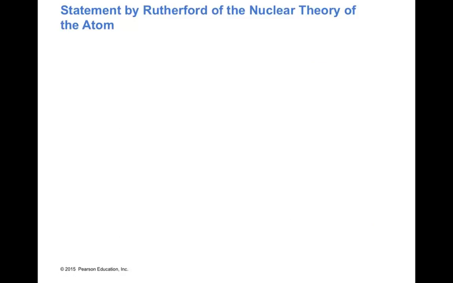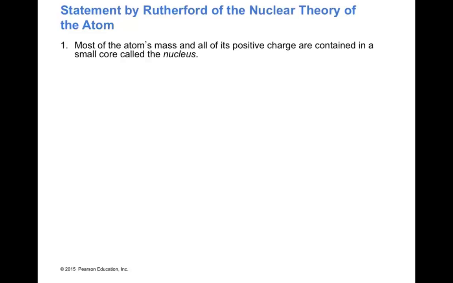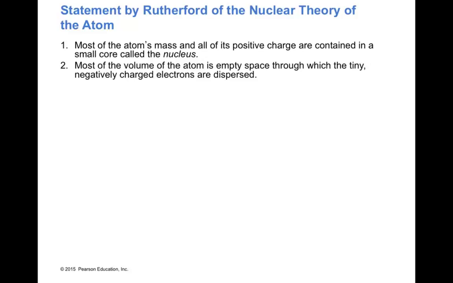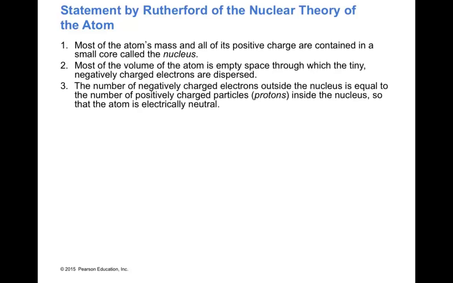These are Rutherford's statements regarding the nuclear theory of the atom. Most of the atom's mass, and all of its positive charge, are contained in a small core called the nucleus. Most of the volume of the atom is empty space through which the tiny negatively charged electrons are dispersed. The number of negatively charged electrons outside the nucleus is equal to the number of positively charged particles, known as the protons, inside the nucleus, so that the atom is electrically neutral.